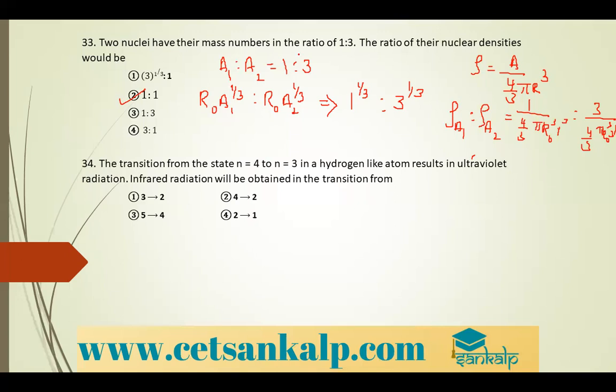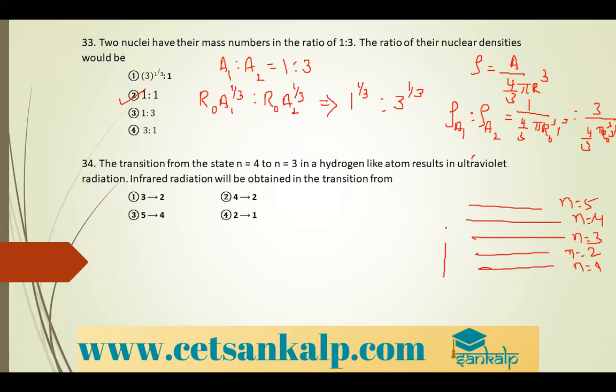Okay. So as you all know, the different energy levels: n is equal to 1, n is equal to 2, n is equal to 3, n is equal to 4, n is equal to 5. The energy is increasing. The infrared region will be obtained in the transition from 5 to 4. Okay.